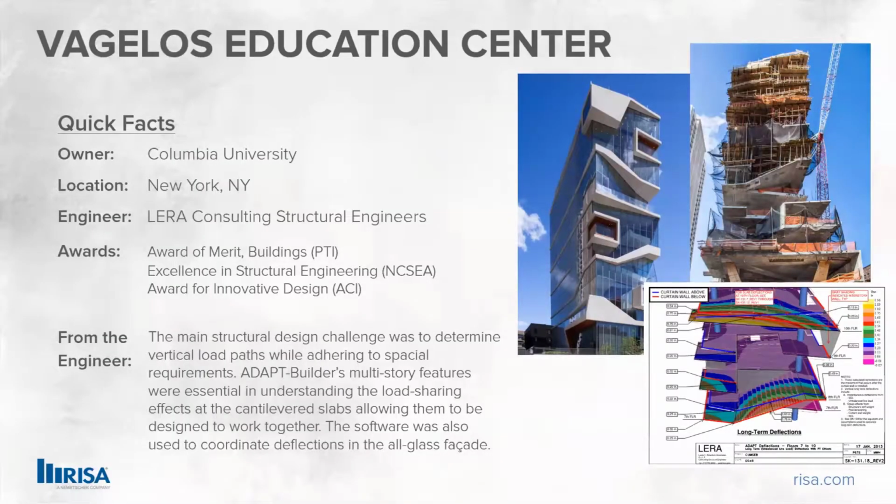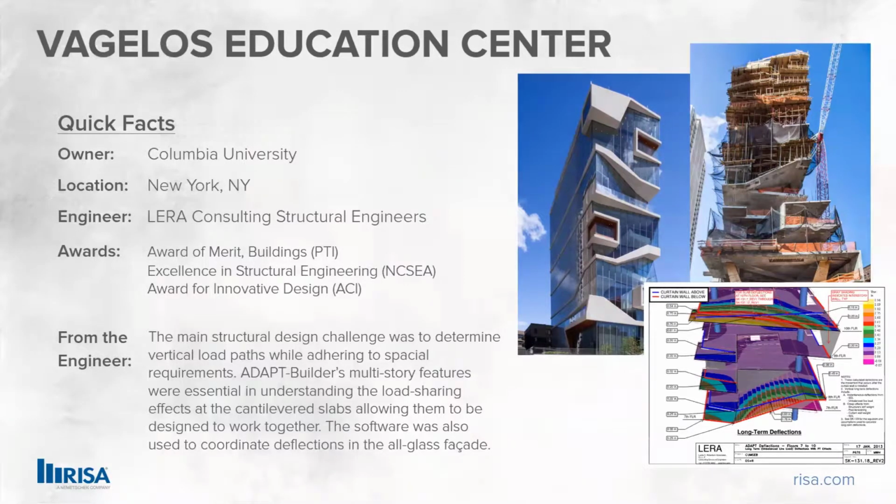So this particular project is the Vagelos Education Center at Columbia University. It has won several awards, including the Buildings Award of Merit from PTI, the Excellence in Structural Engineering from NCSEA, and the Award for Innovative Design from ACI.